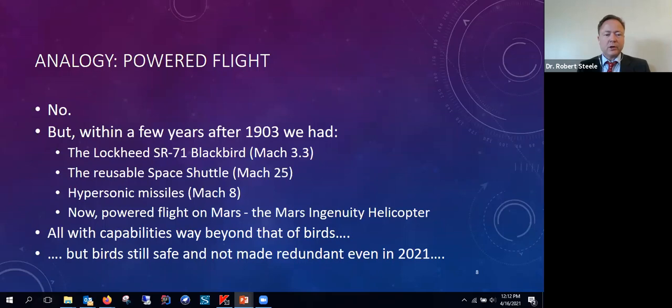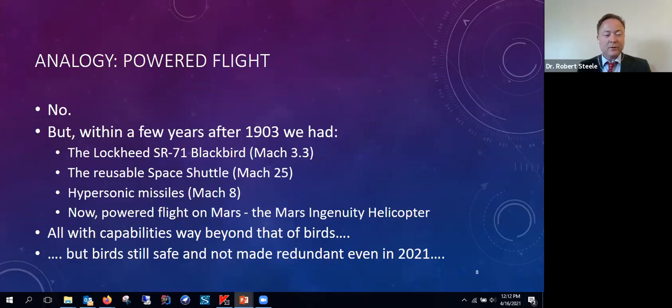But shortly after 1903, we saw some pretty impressive applied results. For example, we have this Lockheed SR-71 Blackbird. This is many, many decades old at this point, but a plane able to achieve Mach 3.3 times the speed of sound. A decade or so later, we had a reusable space shuttle that at least re-enters the atmosphere at Mach 25. Admittedly, it's actually a glider at that point. We have hypersonic missiles, also extremely impressive in their capabilities.